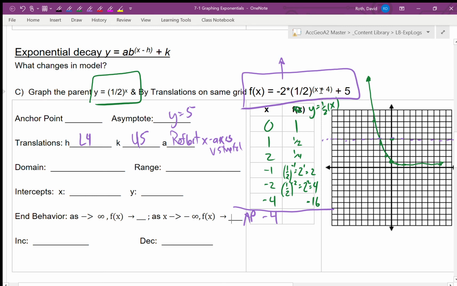And so when I have a negative 4 here, negative 4 plus 4 is 0. 1/2 to 0 is 1. And then you get negative 2 plus 5, which is 3. Fine. And so if I do this, negative 4, 3 will be right here.